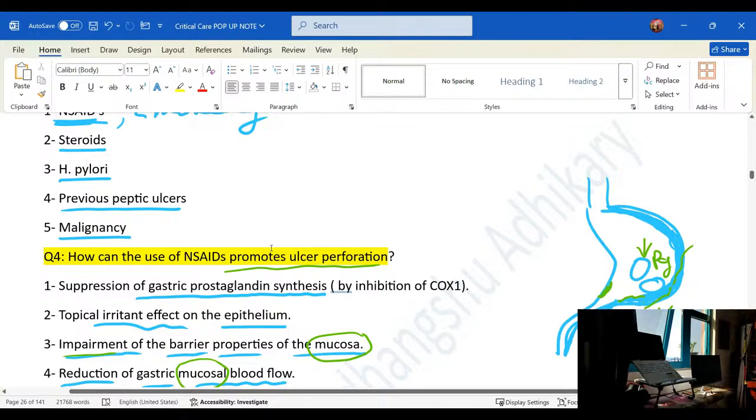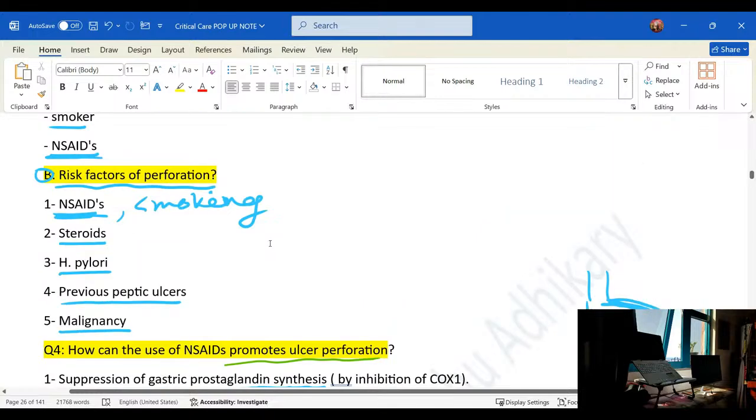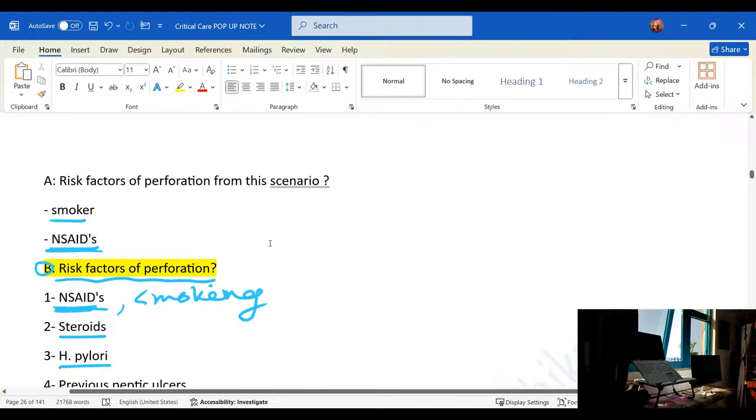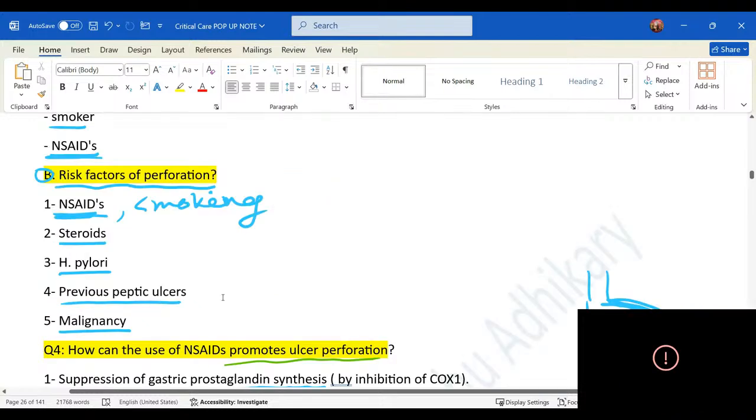So for this patient, smoker and NSAIDs are risk factors of the perforation. Risk factors: NSAIDs, steroid, H. pylori, previous peptic ulcer, and malignancy.